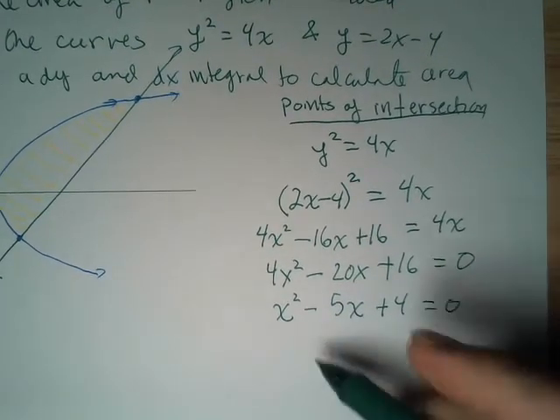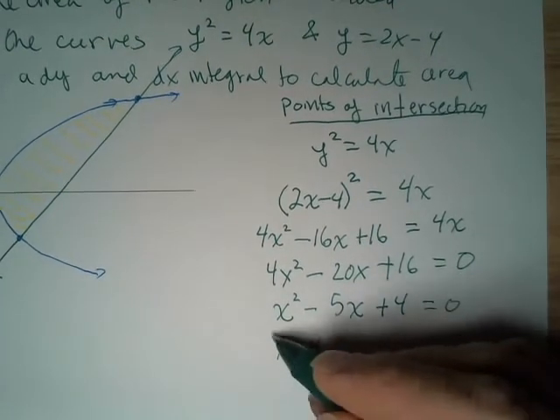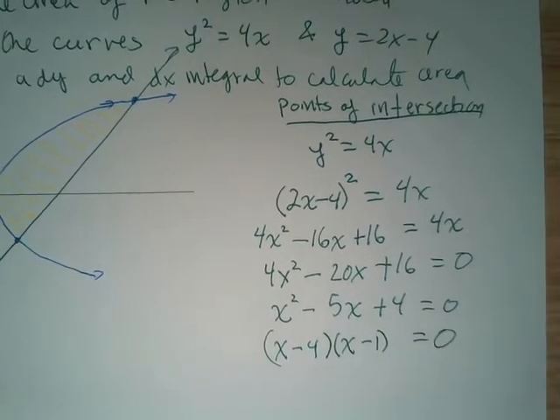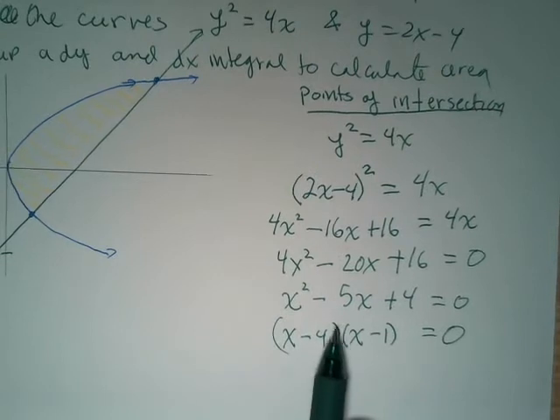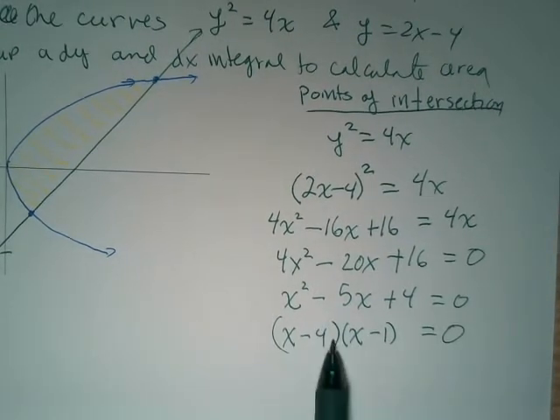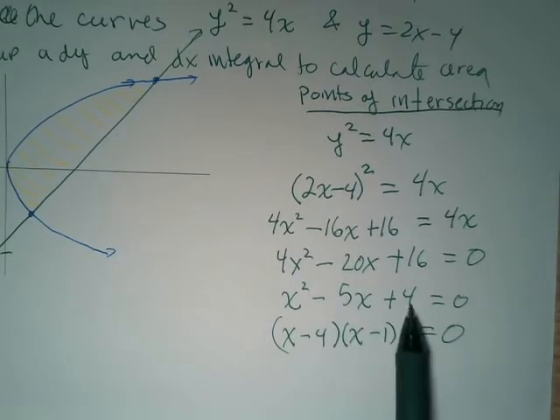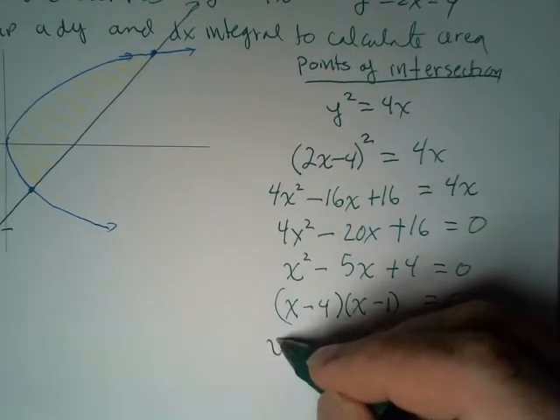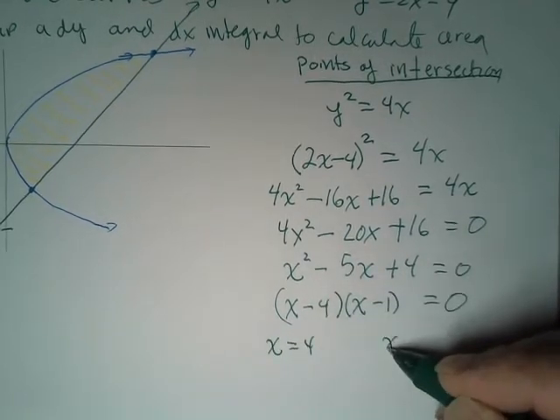Because right away I could see here (x minus 4)(x minus 1) equals 0, right? The inner term is negative, so we get negative x, negative 4x, negative 5x. The outer term, negative times negative, gives me that positive. So that means that we have x equals 4, x equals 1.